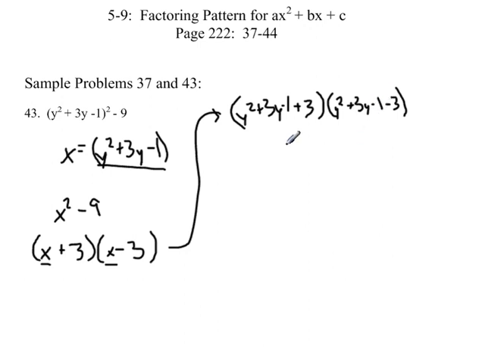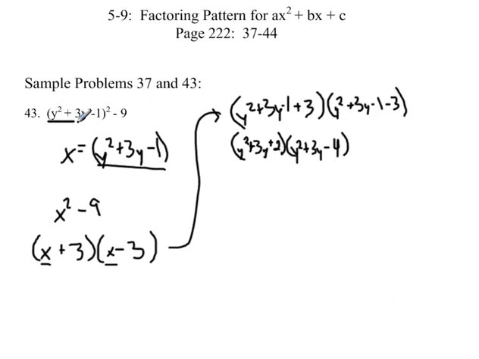And then simplify those. In your first set of parentheses, you're going to make that y squared plus 3y plus 2. Let me widen this out just a little bit. And in your second set, that becomes y squared plus 3y minus 4. So what you got is two trinomials.